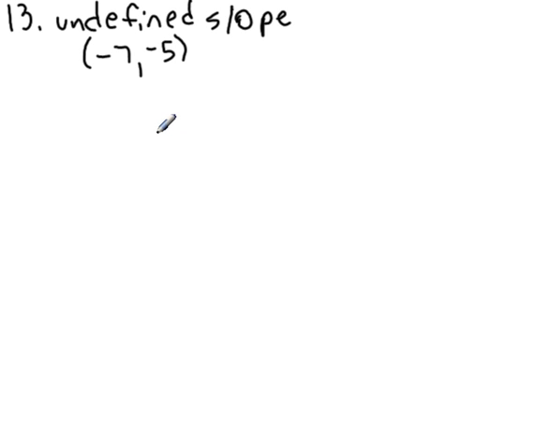So that means that I have to remember something about what an undefined slope means. And what kind of line has an undefined slope? A vertical line. So if I remember that a vertical line is the kind that has an undefined slope, think about what it looks like when you draw it.